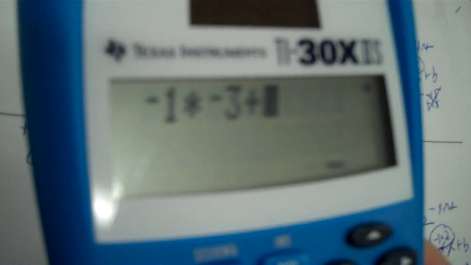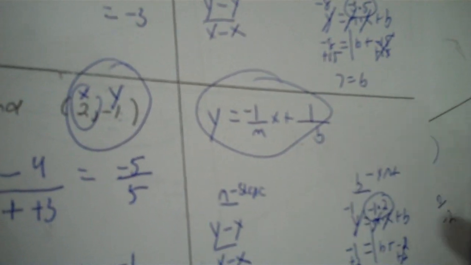Okay, now if you want to check that answer, you can go -1 times an input of -3, and then you need to add the 1. Output should be 4. Then -1 times 2 plus 1. Output should be -1. It is. Okay. Last problem, 3, -2 and 1, -3.